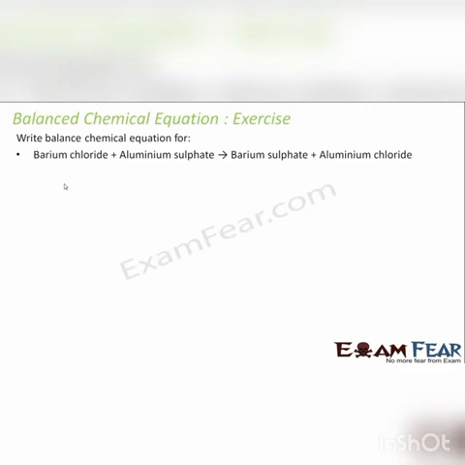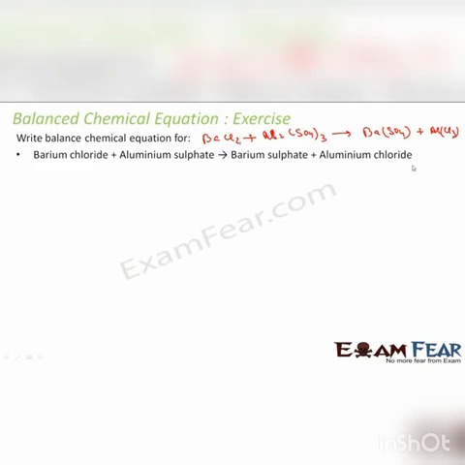We have to write the balanced chemical equation for barium chloride plus aluminum sulfate is equal to barium sulfate plus aluminum chloride. So the equation is like this: BaCl2 plus Al2(SO4)3 is equal to BaSO4 plus AlCl3. I expect that you know the formulas of these compounds. These compounds are familiar to us, so we just wrote these formulas.